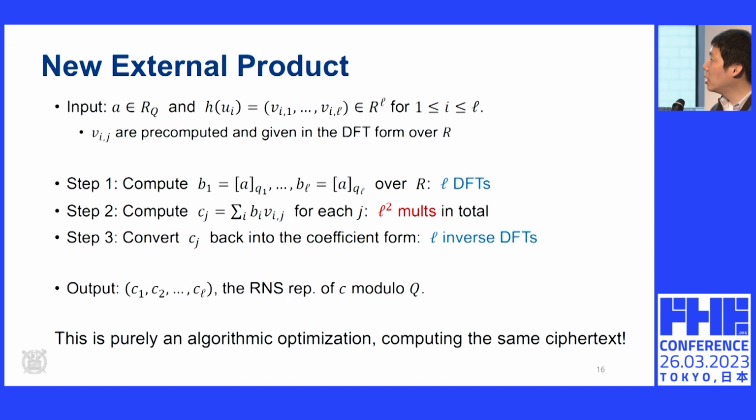That's the difference. And finally, I would like to remark that this is a purely algorithmic optimization. So you will obtain exactly the same ciphertext as the previous method. There's no difference at all in terms of noise growth or other things. You just get exactly the same ciphertext.